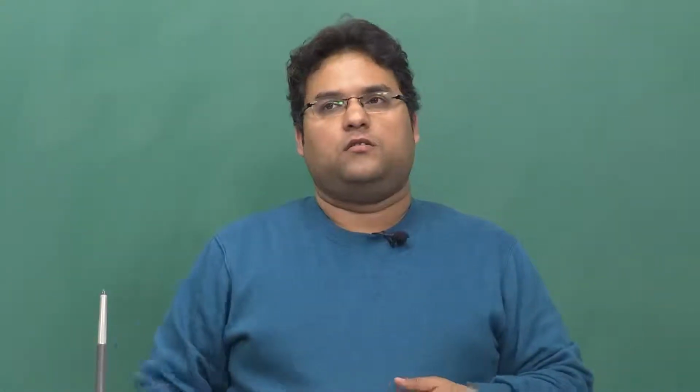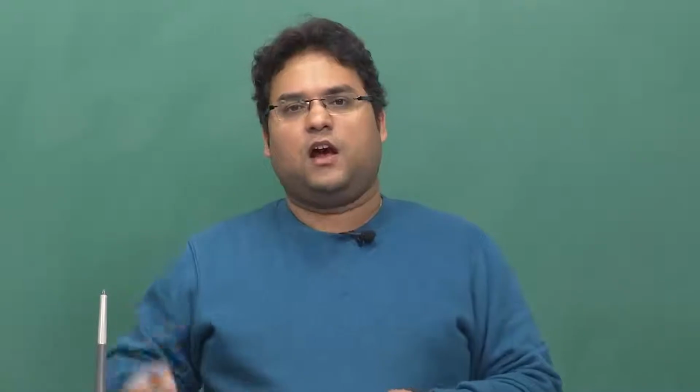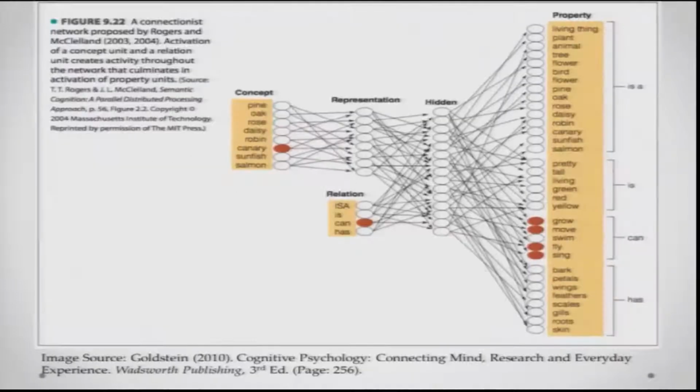So if you take into account whatever I was just describing about this model, let us try and see how a particular example would work through this network. Suppose that the input is canary and the relation statement that we are beginning with is can. So you ask the network to fill in the blanks for this statement: a canary can, and then there is a dash. Now the dash needs to be filled. So you need to see how this network will solve this problem.